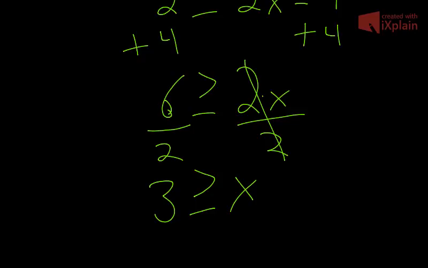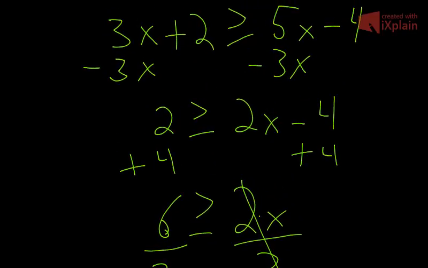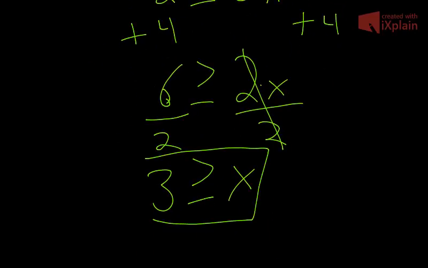So I'm hoping that wasn't too different from anything we expected. But the answer we should have gotten here is absolutely 3 is greater than or equal to x. Or we could write it x is less than or equal to 3. Those are the same things. And that is pretty much it.